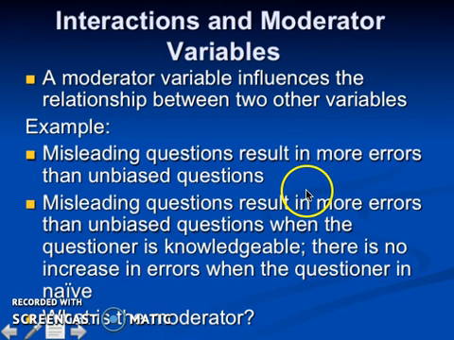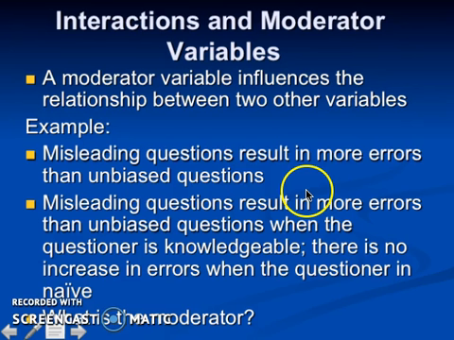So the idea here is that the moderator is going to be the questioner and whether they're knowledgeable or naive, because they are the ones influencing the direction. When we ignore the questioner, we're seeing that misleading questions result in more errors than unbiased questions, but that is only the case when you have the specific type of questioner. So that would make it a moderator.